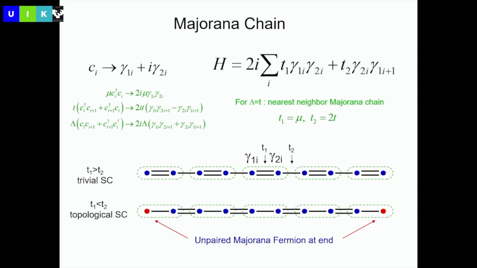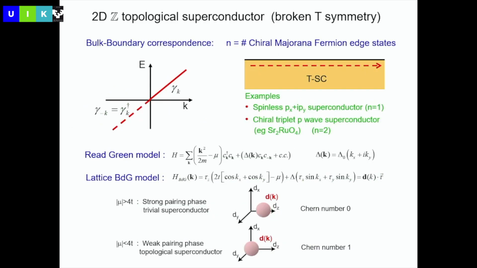Okay, and so this is a nice picture. All you need to do is to look at the picture, and you understand what a topological superconductor is. Okay, so this is a very nice model. Okay, so this is a one-dimensional topological superconductor. So one can ask, are there higher dimensional versions of this?